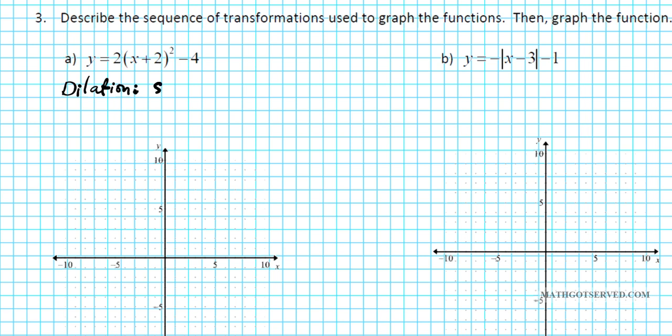stretch by a factor of 2 vertically, up and down. A vertical stretch by a factor of 2, then plus 2 and minus 4 are shifts. So what are our shifts? We have 2 units to the left for x plus 2, and 4 units down for minus 4.